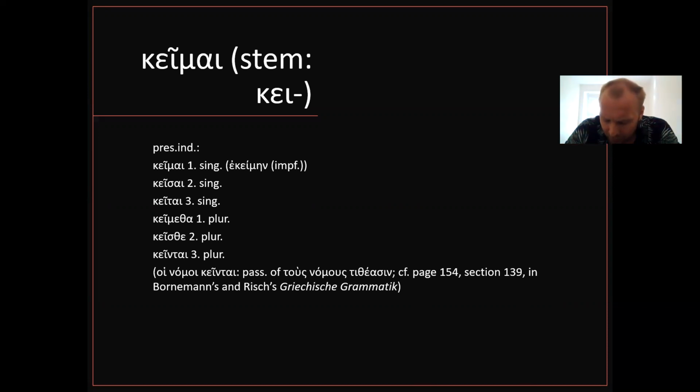Unfortunately, however, there is no good overview of keimai in the Cambridge grammar, but if you really long for one, you can find it on page 154, section 139 in Bornemann's and Risch's German Griechische Grammatik, which I have here. So this was the favored grammar when I studied Greek myself.